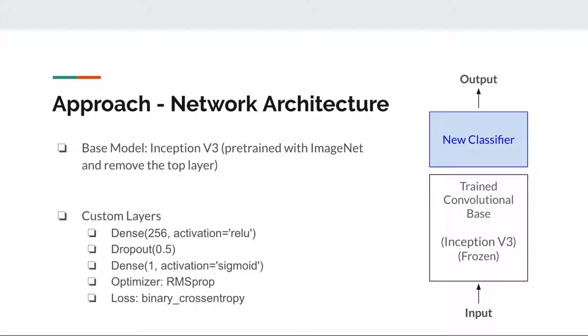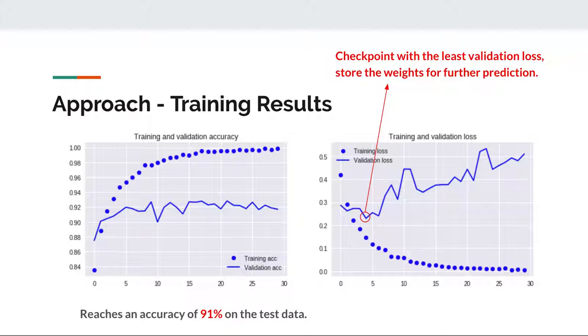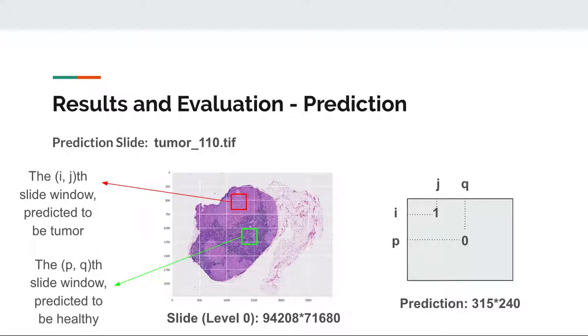The optimizer I used is RMSprop, and the loss is binary cross entropy. After feeding training data into the model, we can extract features with the base model and train the custom layers with these features. I ran the training process for 30 epochs, and the model is saved after each epoch. From the plots of accuracy and loss, we can tell that the model is overfitting after the 5th epoch. Therefore, I load weights from the 5th epoch model each time I do testing and predictions. The model could reach an accuracy of 91% on the test data.